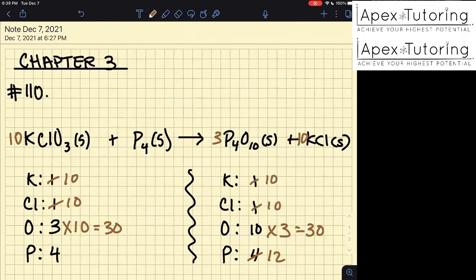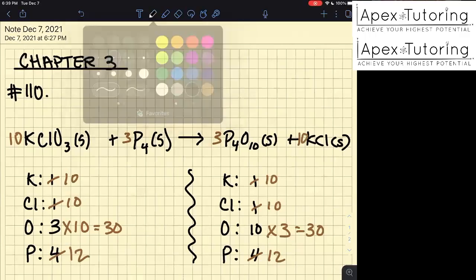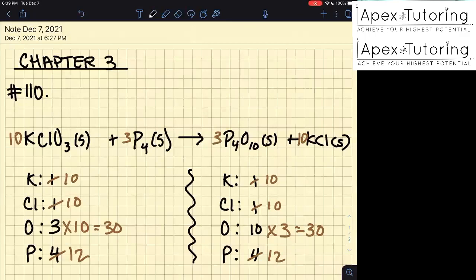And then we have to fix the P's now. So we can put a 3 in front of the left one. Perfect. You're a pro at this now. Okay, so that's step one. You always want to make sure it's balanced.